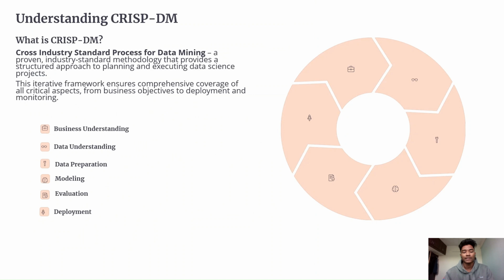So let's understand the six phases of it. CRISP-DM consists of six major phases: business understanding, data understanding, data preparation, modeling, evaluation, and deployment. These phases guide us from an initial idea all the way to launching the model in production.